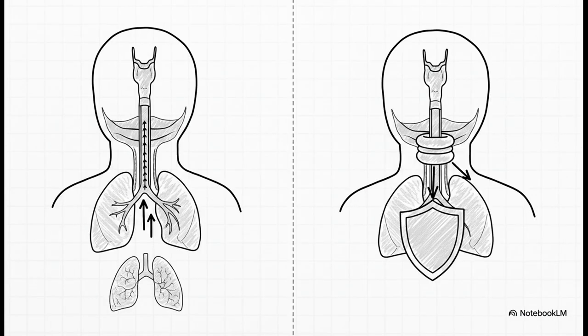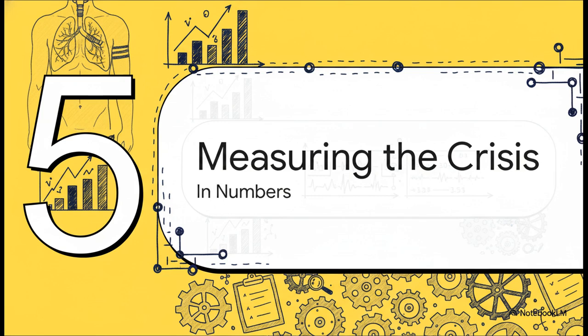Let's take that stroke patient, for example. The need for a breathing tube isn't just about breathing. It's also about the fact that they may not be able to protect their own airway from, say, aspirating. So in that case, intubation serves 2 critical jobs, ventilation and protection. Okay, so we've used our eyes, we understand the potential causes, now it's time to bring in the hard data. Let's put some numbers to this crisis.